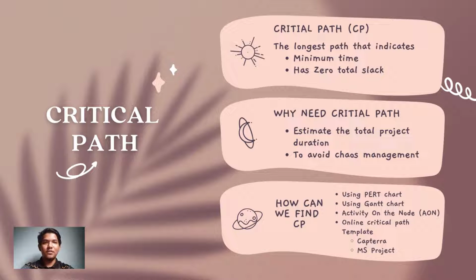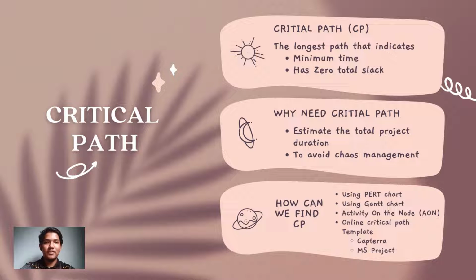Next is about critical path. Critical path is the longest path that will indicate the minimum time for a project to finish and also has zero total slack. Why do we need critical path? Critical path is used to estimate the total duration for a project so that we can manage our time to complete the project successfully. Second reason is to avoid chaos management.